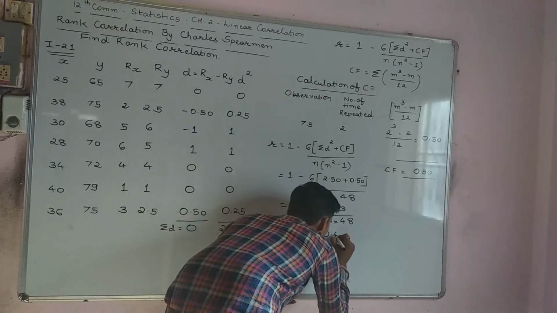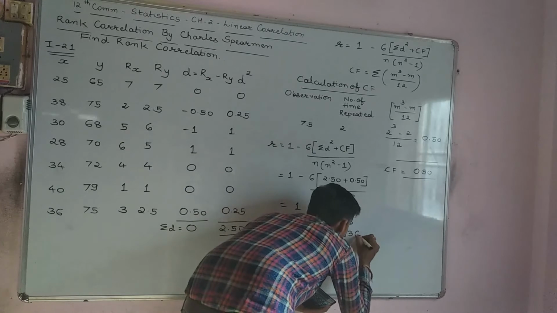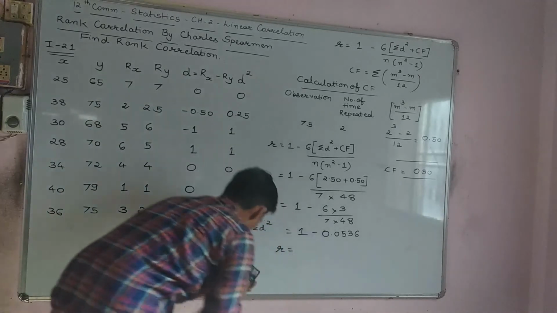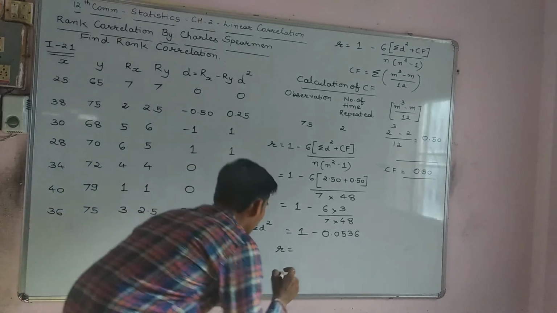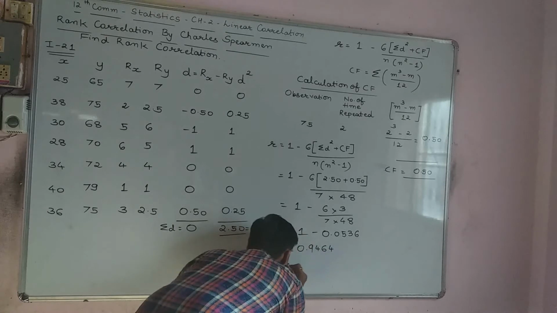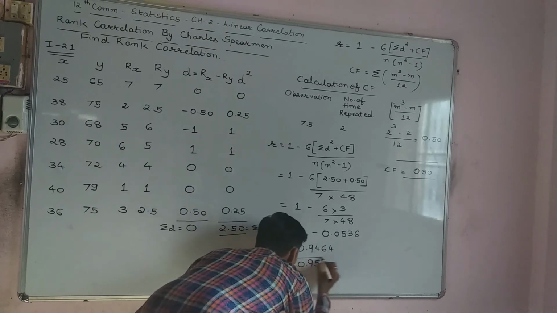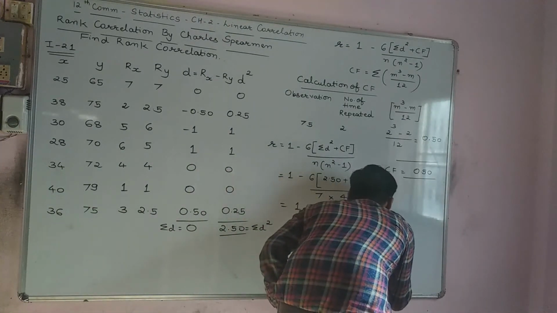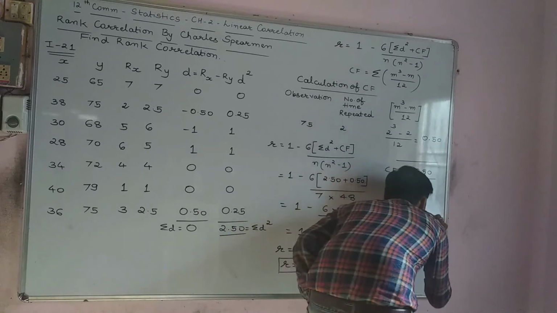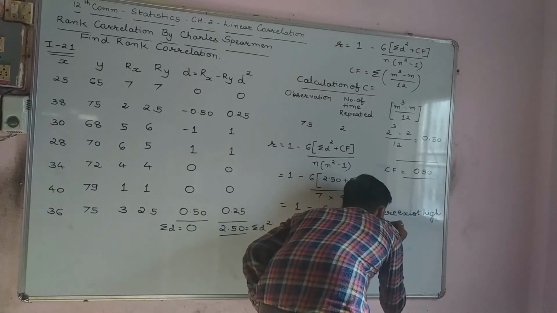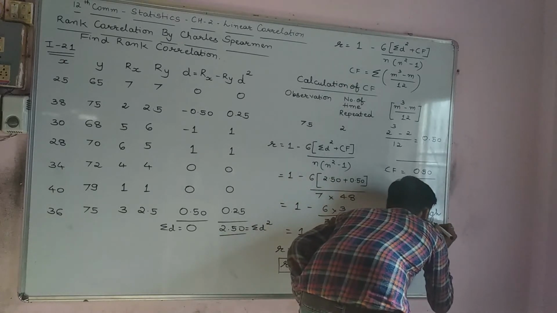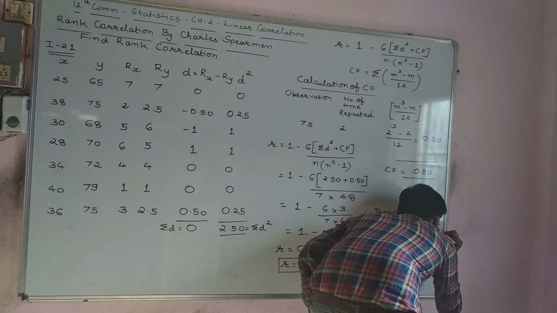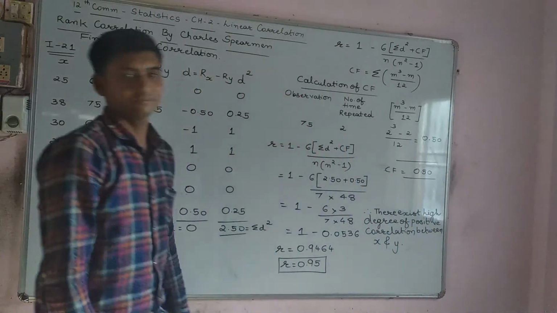So my answer is 0.0536. 6 into 3 divided by 7 divided by 48. Correct. Okay. So R is equal to 1 minus 0.536. My answer is 0.9464. Round off કરીએ તો 0.95. And 0.95 is what? Closer to plus 1. Therefore, there exists high degree of positive correlation between x and y. બરાબર છે ફ્રેન્ડ્સ?